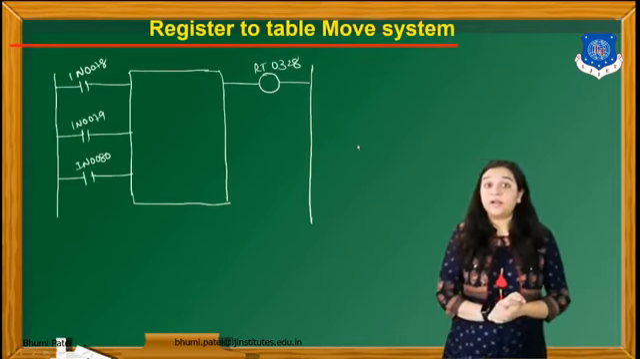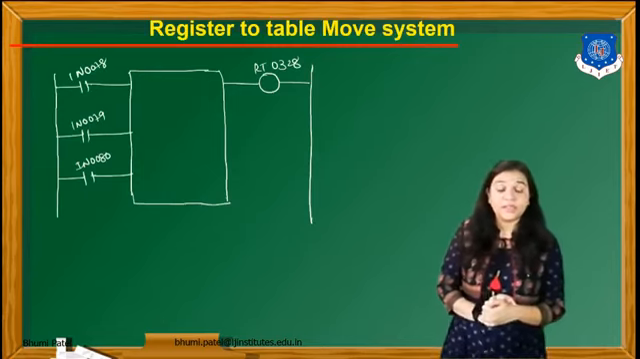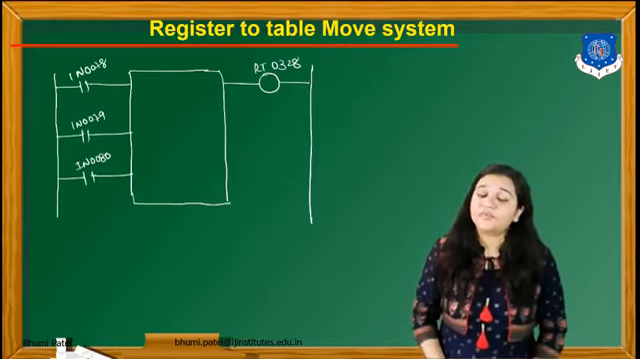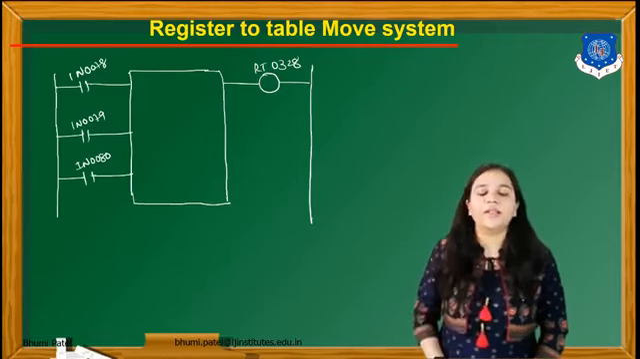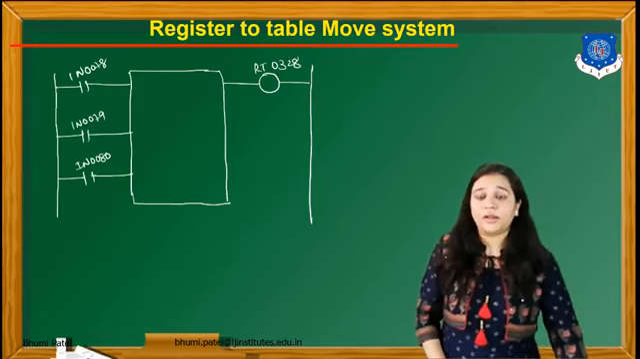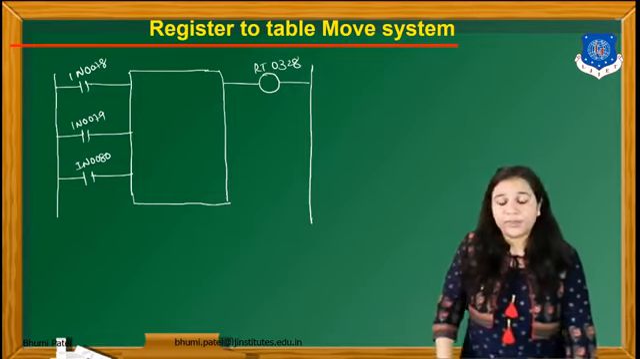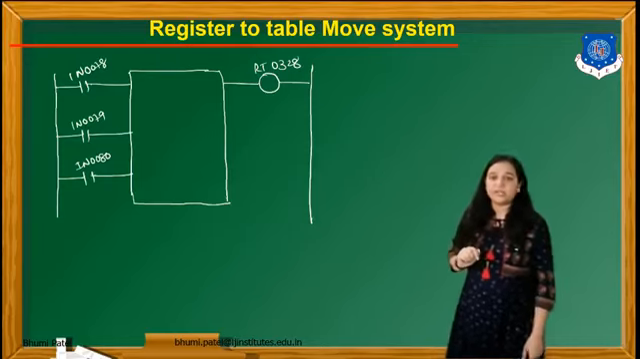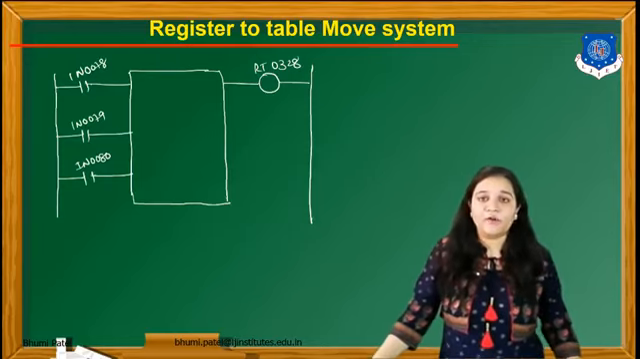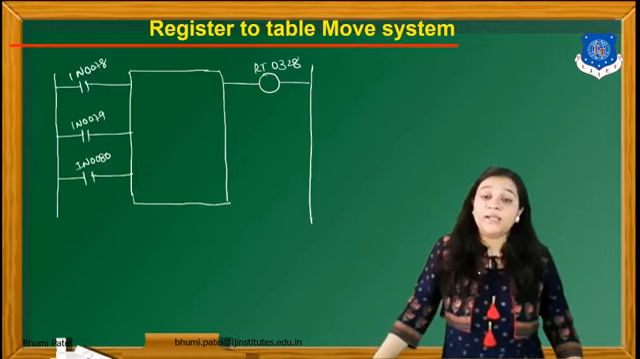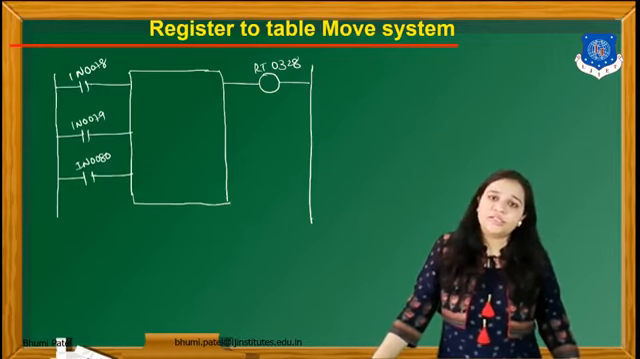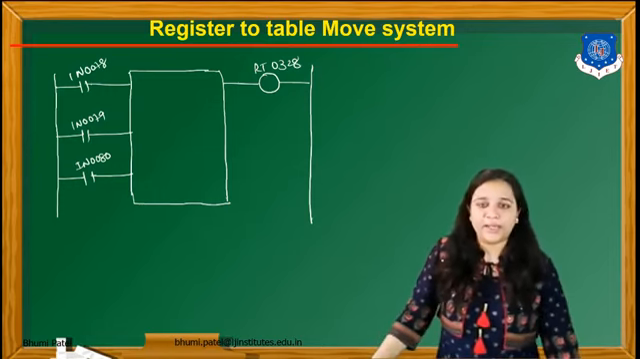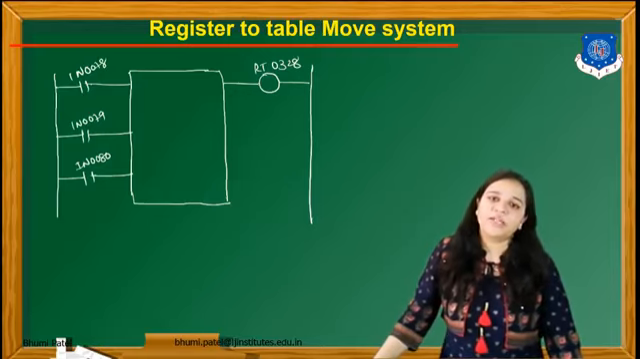The next one is the register to table move function. In the first case, we transferred table to register. Now we have to transfer a fixed register to multiple tables. For that again we take 3 inputs: step, enable and reset, that is IN0078, IN0079 and IN0088. Now what is the function of the table to register? It is TR. So for register to table we have to write RT0328.